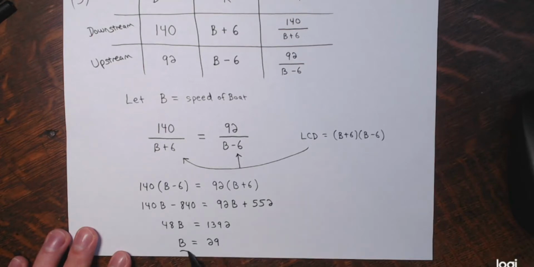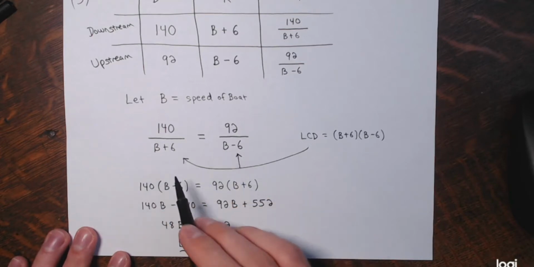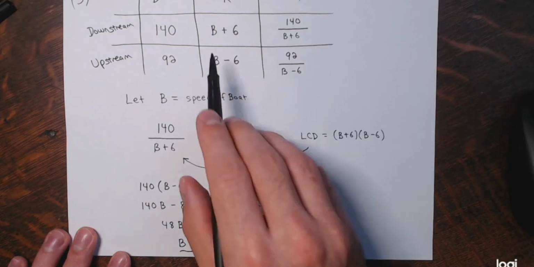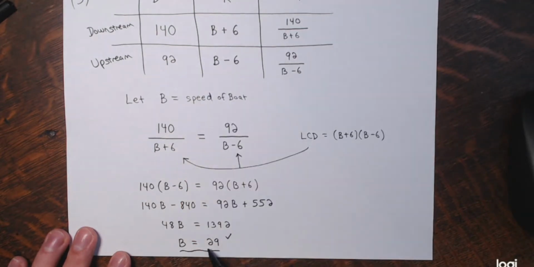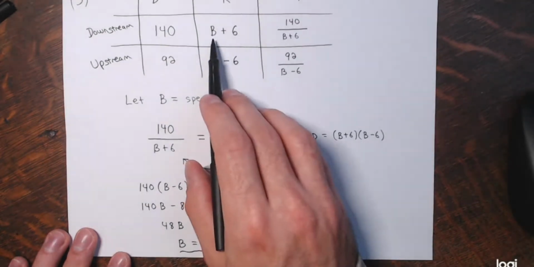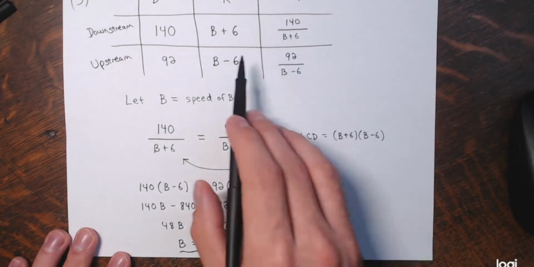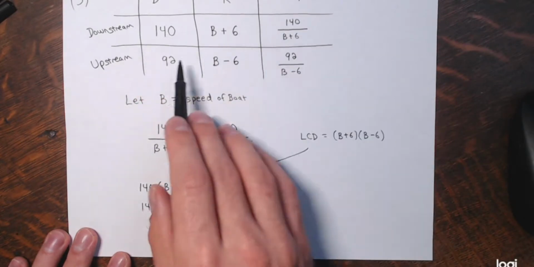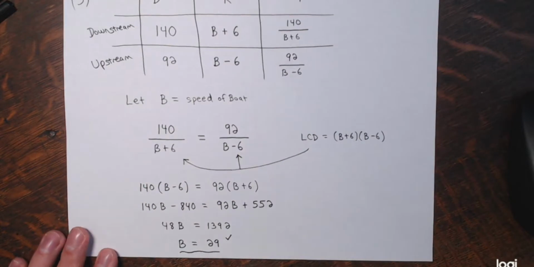So again, this is the solution to this equation. Cool. Make sure it makes sense. I'll put a check mark, right? Check your work. Replace b with 29 back in your chart up here, and make sure that the distances are equal to the rates times the times in each row, and it should work out.